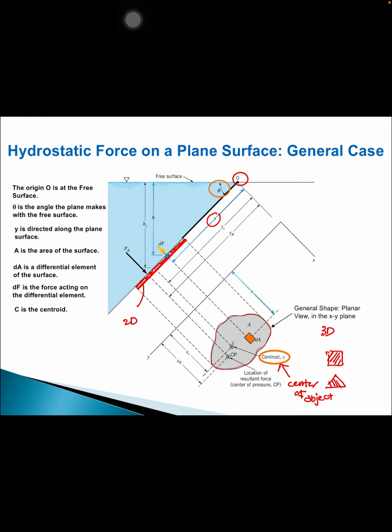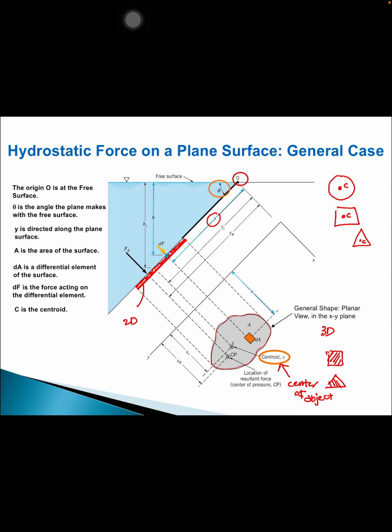So centroid, C, is the center of the object. If you have a circle, this is your center. If you have a rectangle, this is your center. The same goes for a triangle, this is your center. So you have to know how to calculate the center. If the shape is unfamiliar, we will give how to calculate the center, the formula, in Appendix 1.